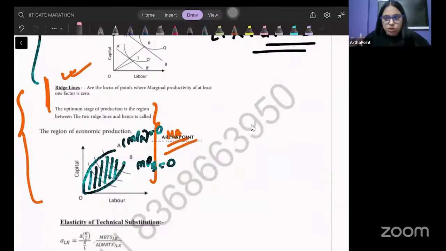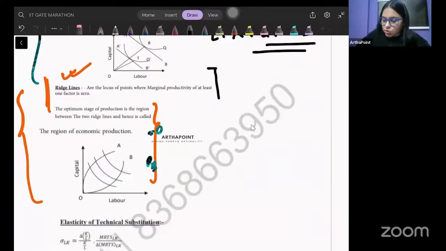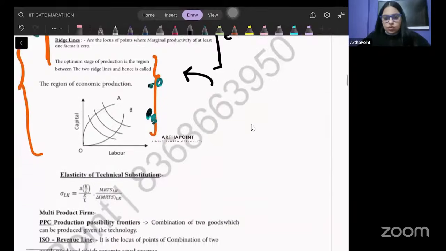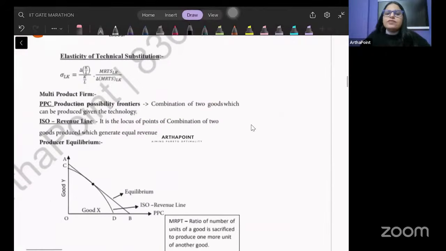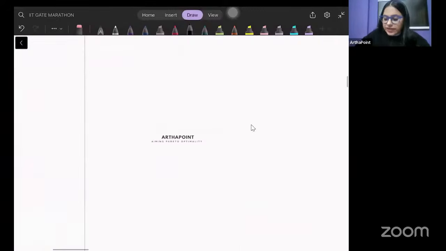You will do this in your MA classes. This is not a BA syllabus. Just that if at all, they may ask you the definition of ridge line, or they may ask you just one of this concept. इसके ऊपर इसमें से कुछ नहीं आएगा. Now, another thing which is important, which we have already done multiple times in exam, in our classes, this is elasticity of substitution. अभी मैंने आपको explain भी कर दिया है sigma का value.